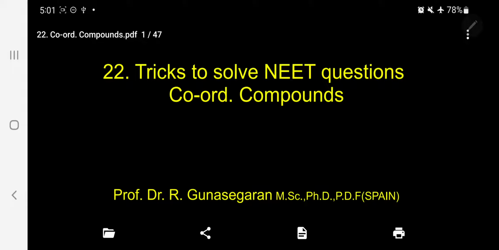Today I am going to discuss tricks to solve NEET questions under the unit coordination compounds. Under coordination compounds, what are the subtopics you have to study? That is types of complex salts, terminology involved, IUPAC name, how to name the compounds, different theories, Werner's theory, valence bond theory, crystal field theory, we have to study. Then isomerism and applications you have to study.